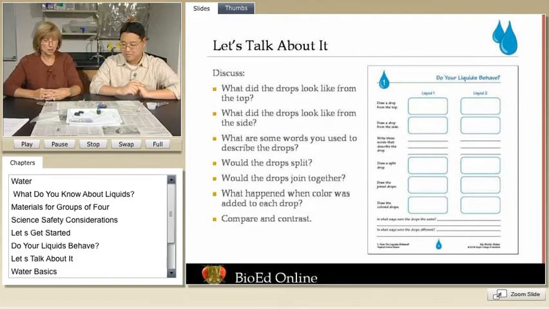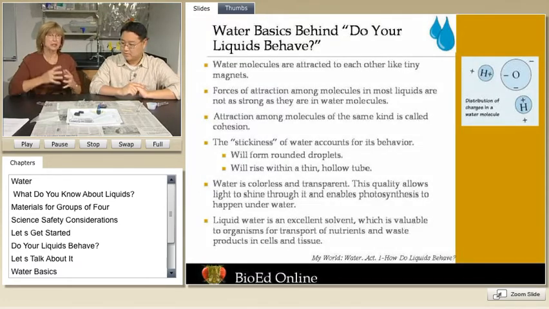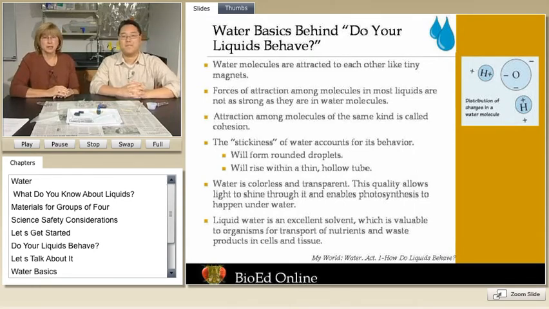Okay. So what have we learned about the properties of liquids? And specifically, let's talk about the properties of water. Number 1, water molecules are attracted to each other like tiny magnets. Forces of attraction among molecules in most liquids are not as strong as they are, obviously, from looking at liquid 1 and liquid 2. What else, Michael?